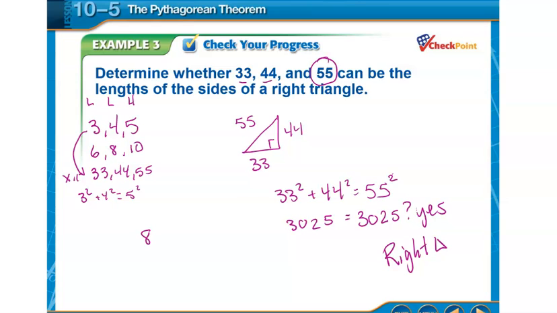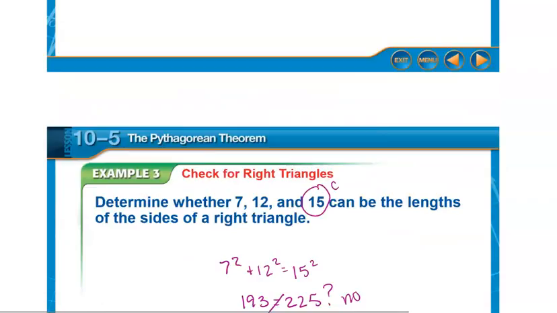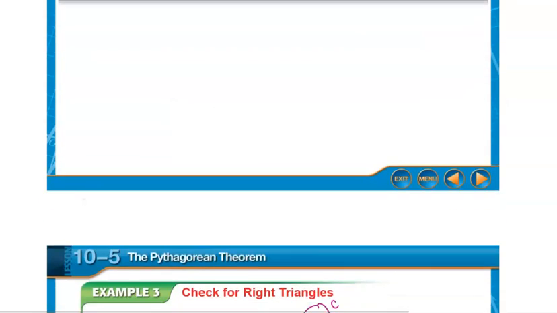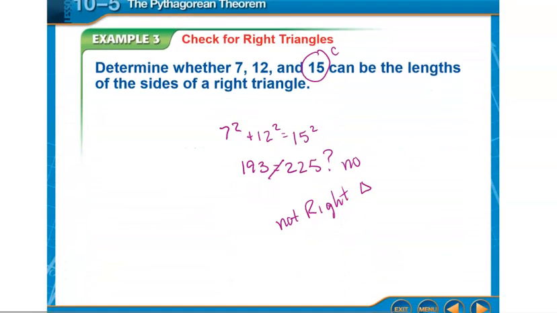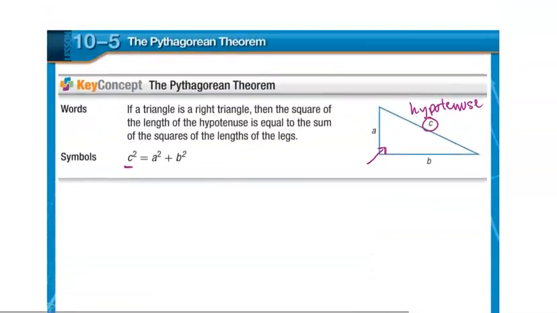Another one is 8, 15, and 17. And the other one I remember is 7, 24, 25. There are many more, but those are the basic ones that are frequently used in your assignments here and in geometry. All right, so that's the end of this. You should know how to find the missing sides using this formula, but also you should know how to check whether it's a right triangle. And that would be the Pythagorean theorem.